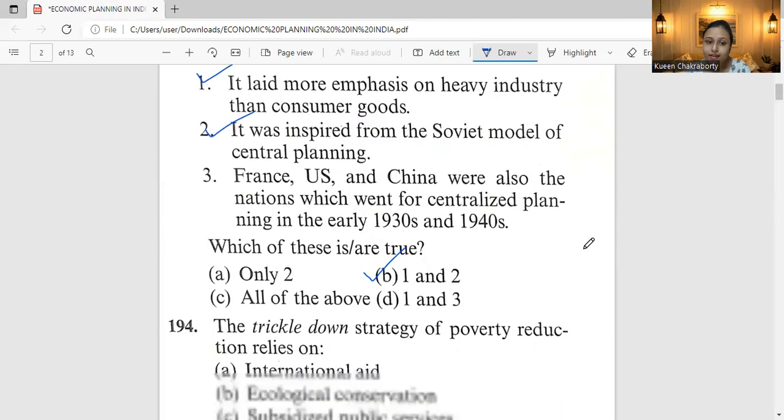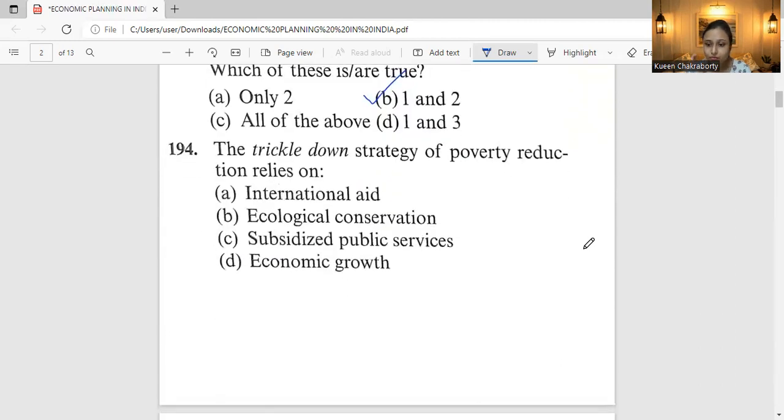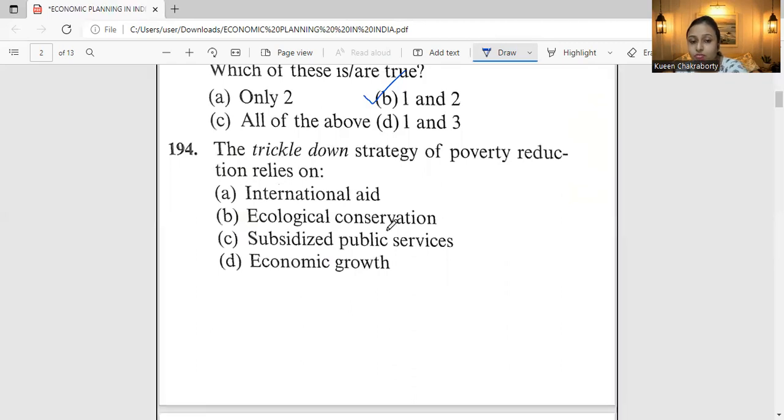Okay. Next, moving on to question number 194. 194 says, the trickle-down strategy of poverty reduction lies on international aid, ecological conservation, subsidized public services, or economic growth. Okay, which one will be the correct answer? See, the trickle-down strategy that we are talking about, the trickle-down strategy of poverty. This is based on poverty reduction, and this was the era after independence.